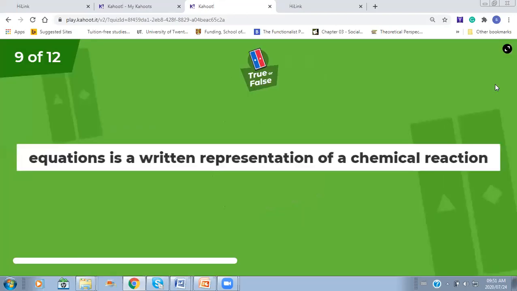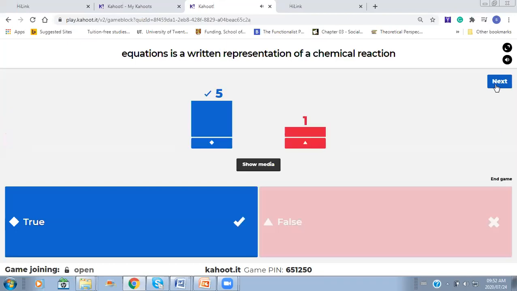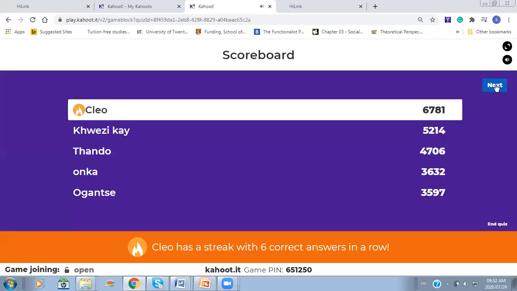True or false? An equation is a written representation of a chemical reaction. True or false? Yeah, true. Only one got this one wrong. Okay, so let's continue. Cleo is leading now, and Cleo has also got six in a row.